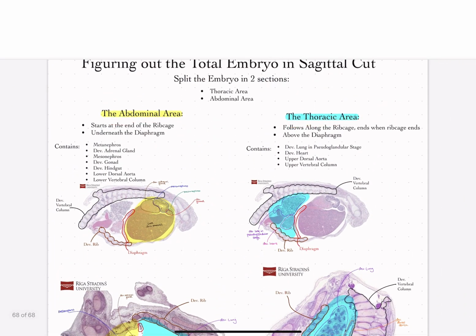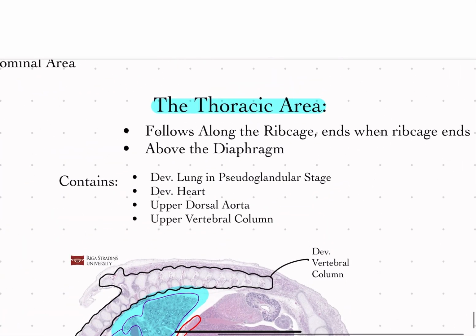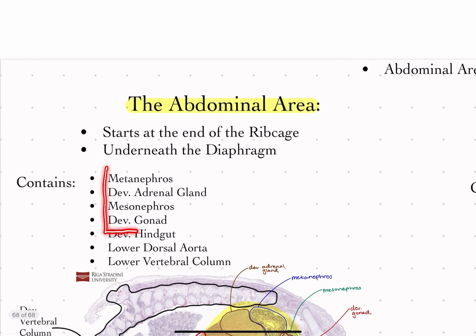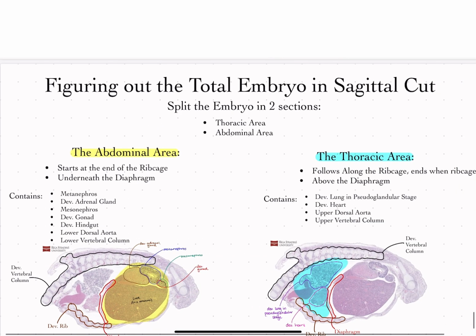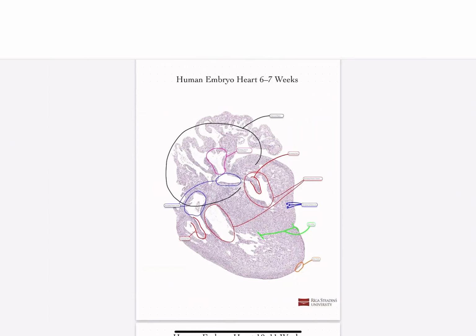Now we can finally get into the organs. For the thoracic area, we will focus on the developing heart, and for the abdominal area, we focus on these four and slightly these organs or structures. Okay. Now we can finally start with the first official organ of the embryo in sagittal section, which is the human heart.